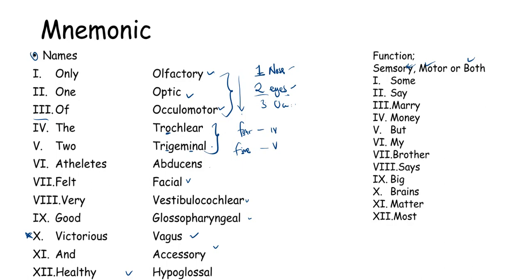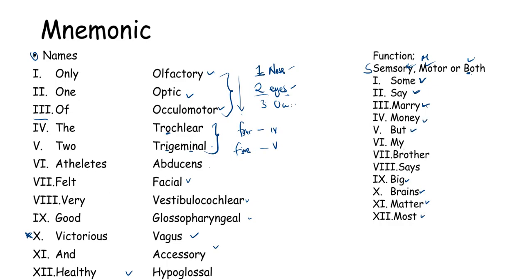Then for the function, the mnemonic that you're going to have to know is: Some Say Marry Money, But My Brother Says Big Brains Matter Most. Okay, so anywhere we have an S, that's sensory, S for sensory, M for motor, and B for both. So that means cranial nerve number 1 is purely sensory, cranial nerve number 2 purely sensory. Then cranial nerve number 3, it's motor, like the oculomotor, it sends innervation to the muscle. So if you check these and counter check what we defined in the previous slides, you're going to find that they correlate, they're going to be adding up.